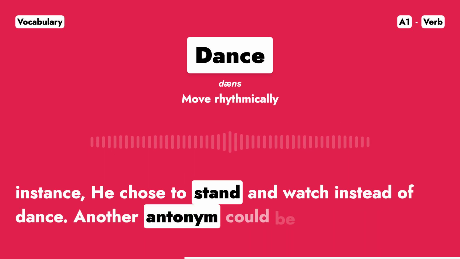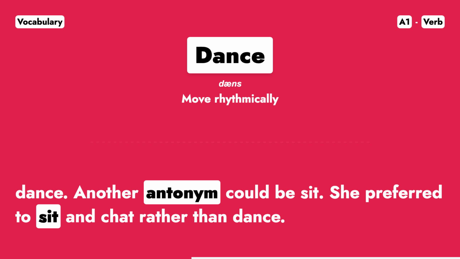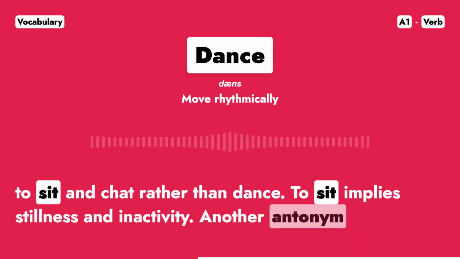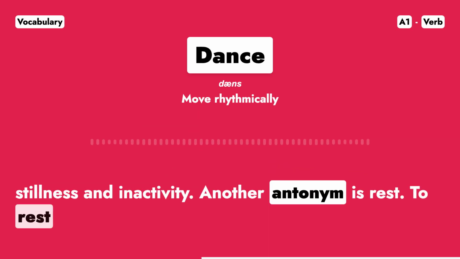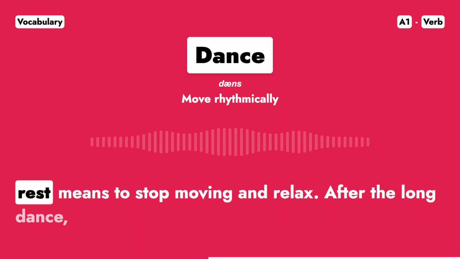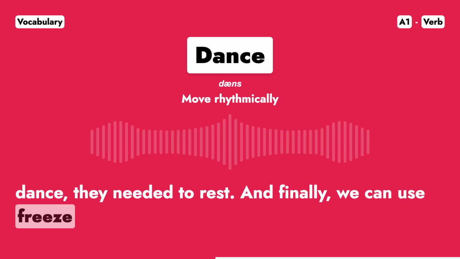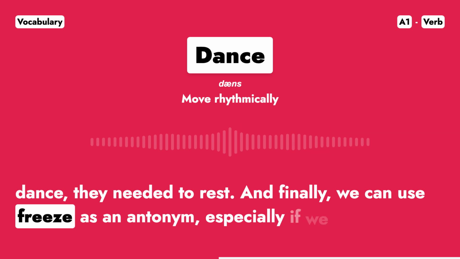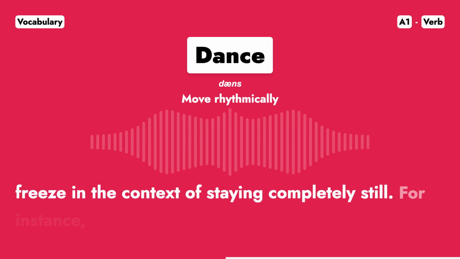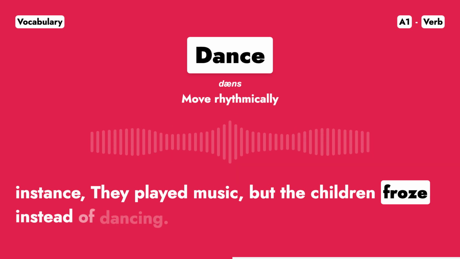Another antonym could be sit. She preferred to sit and chat rather than dance. To sit implies stillness and inactivity. Another antonym is rest. To rest means to stop moving and relax. After the long dance, they needed to rest. And finally, we can use freeze as an antonym, especially if we consider freeze in the context of staying completely still. For instance, they played music, but the children froze instead of dancing.